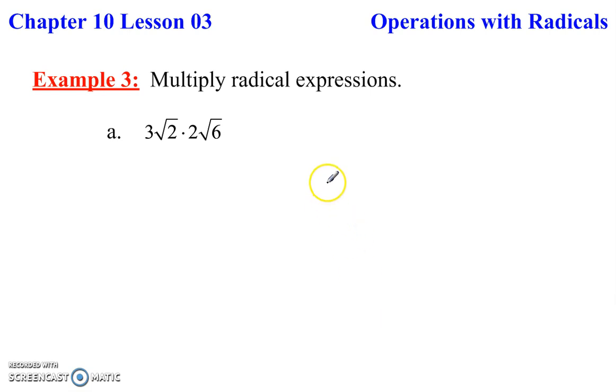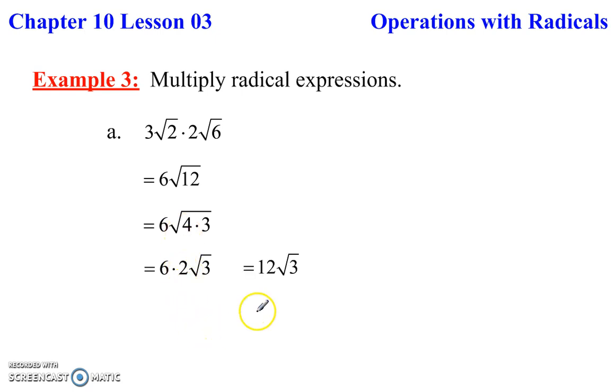Alright, to multiply radical expressions, and we've already done this, kind of like we use the commutative property. I can multiply 3 times 2, that gives me 6, and then 2 times 6 would give me 12. However, radical 12 can be simplified. It's 4 times 3, and 4 is a perfect square. So I can pull that out. Square root of 4 is 2. Multiply that, and gives me 12 radical 3.